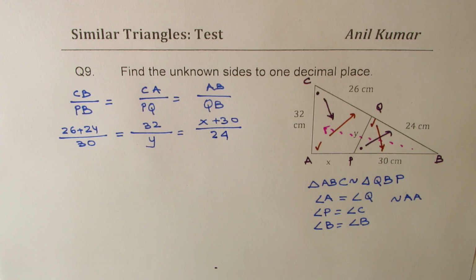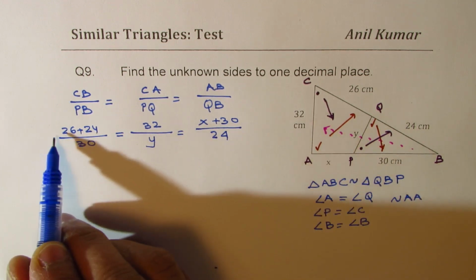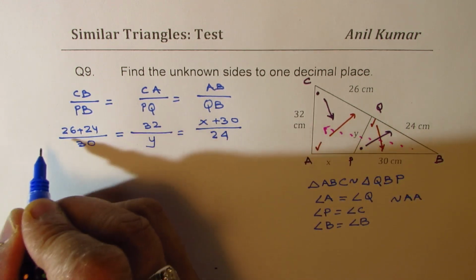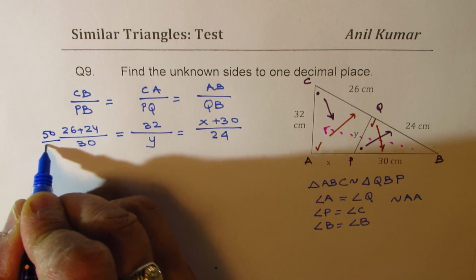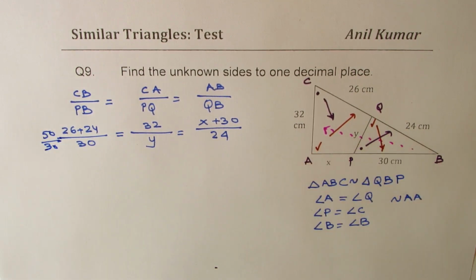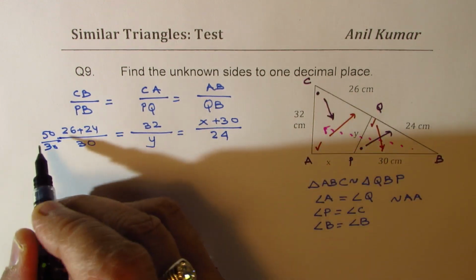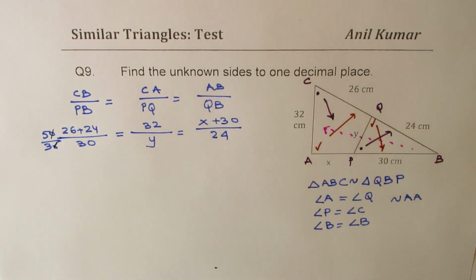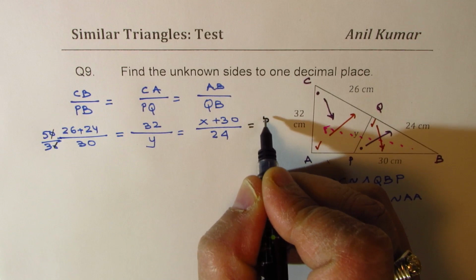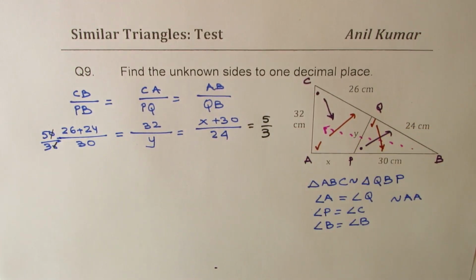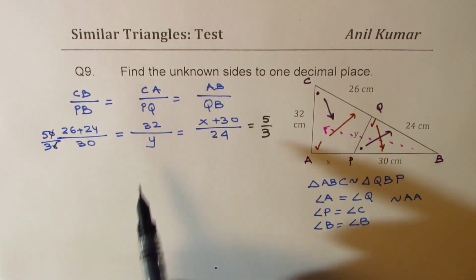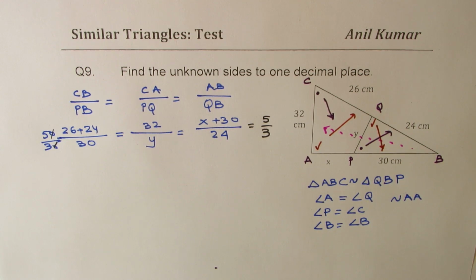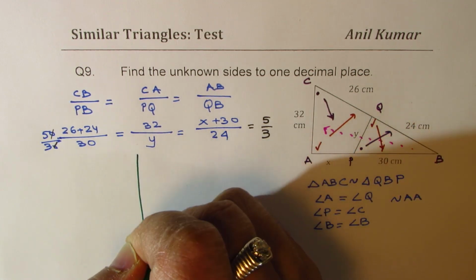So that gives you a set of equations which can be solved to find X and Y. Clear? Now 26 plus 24 over 30 is 50 over 30, correct? Which you could simplify and write as 5 over 3. Is that okay? So we get two sets of equations. Let me write down here the two sets of equations which we get.